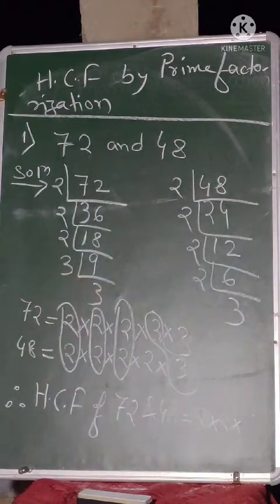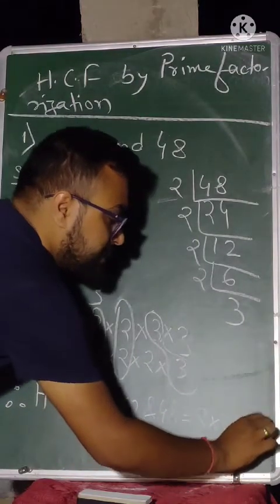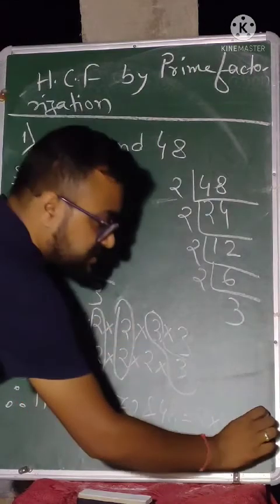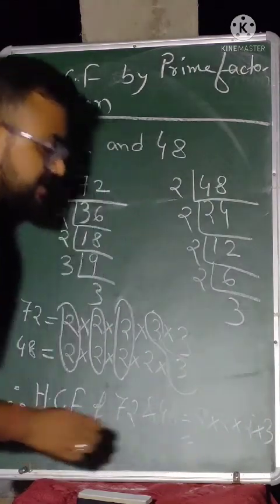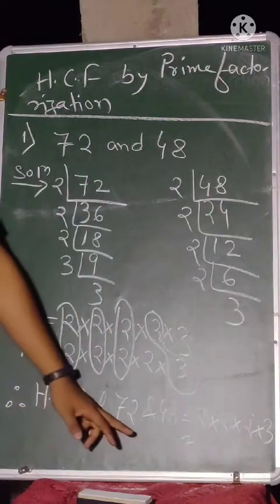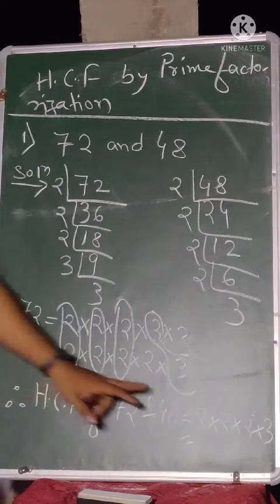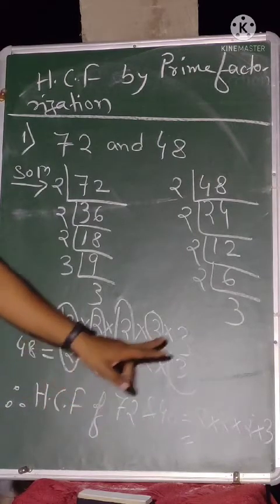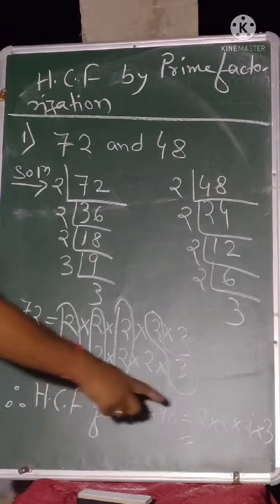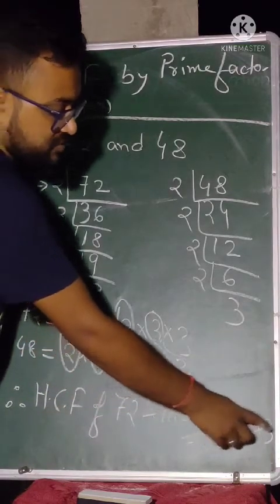Again from these two, a 2 will come out. Again from these, the common factor 3 will come out. Is it clear? I hope it's visible. 2, another 2, another 2, three 2's and one 3. Now you multiply. 2 times 2 is 4, 4 times 2 is 8, 8 times 3 is 24.